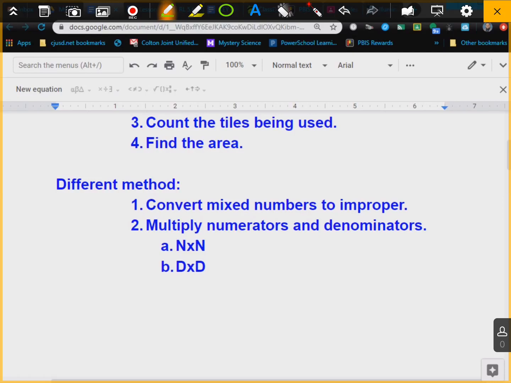Let's just go ahead and get to the examples. You don't have to write down the steps this time because it's the same steps as before. But let's go ahead and go over the examples.